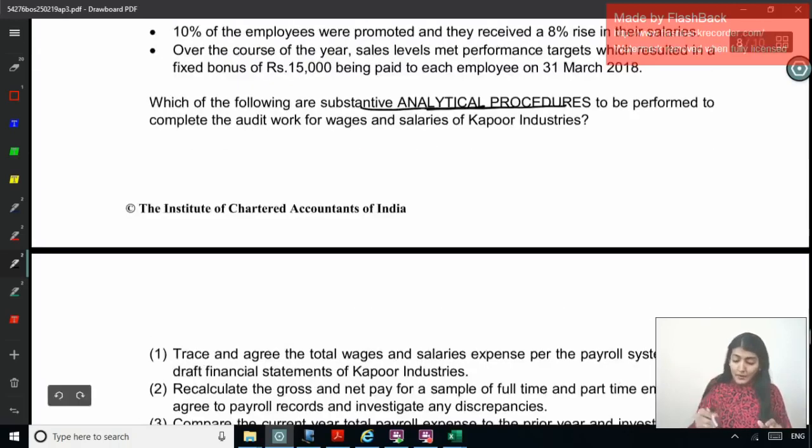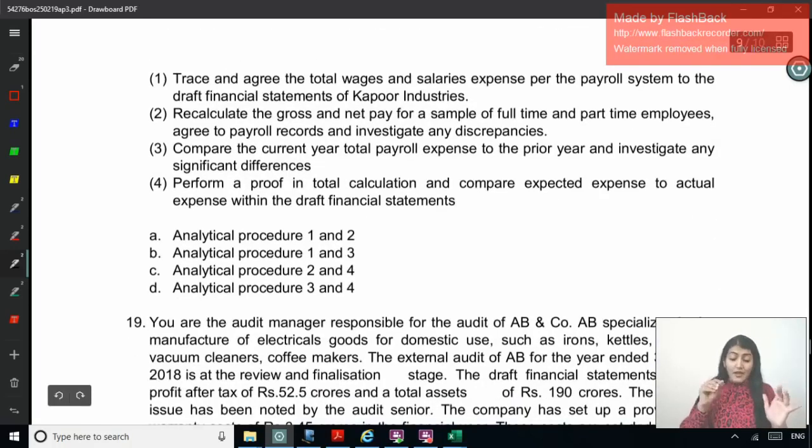What are they talking about? To be performed to complete audit work of the wages and salaries of Kapoor Industries, substantive analytical. Compare the current year total payroll expense to the prior period and investigate any significant difference. So I think ISA 520 says that this is one of the analytical procedures to be followed, compare with the previous year. And perform a proof in total calculation, so now you develop an independent expectation and compare expected expense to actual expense within the draft financial statements.